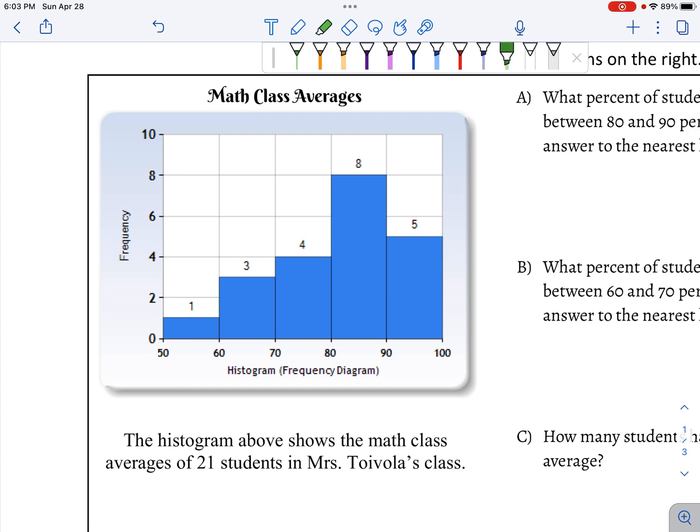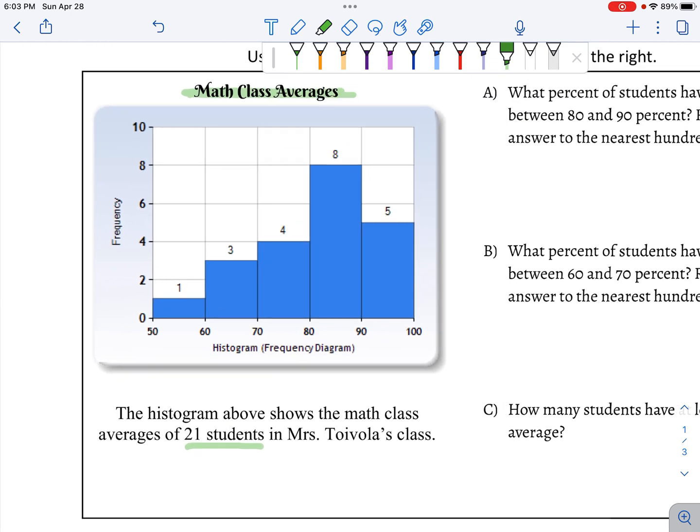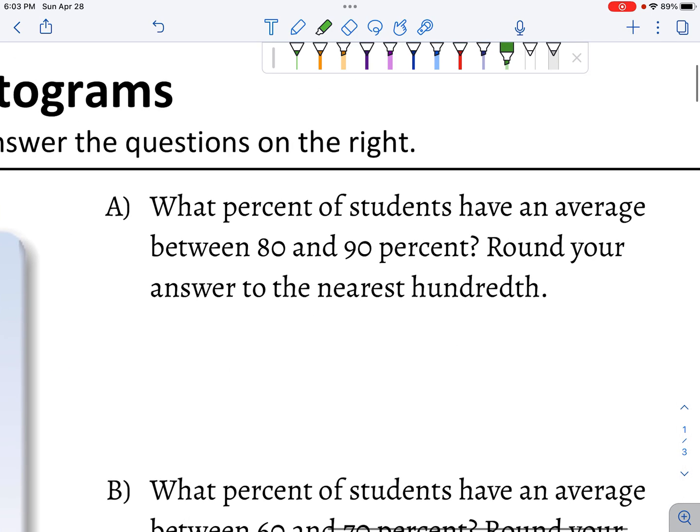Up at the top, it says math class averages, and down below it says the histogram above shows the math class averages of 21 students in Mrs. Toivola's class. Question A, what percent of students have an average between 80 and 90%? Round your answer to the nearest hundredth.